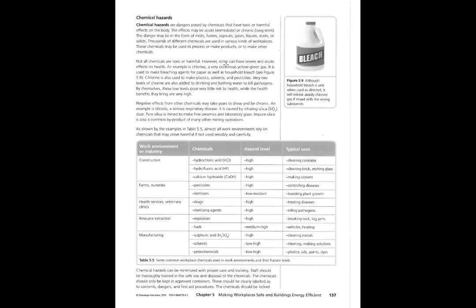And then there's petrochemicals. Those are chemicals made from petroleum products, and they can be used to make plastics, oils, paints, dyes, and they have a low to high hazard level depending on, again, which petrochemical it is, its concentration, and how it's being used.